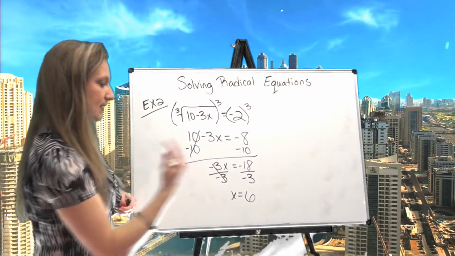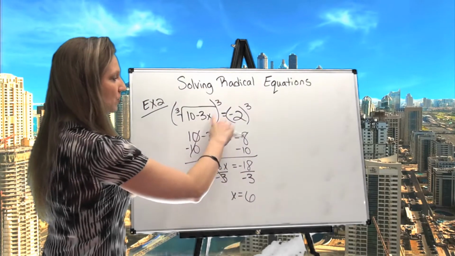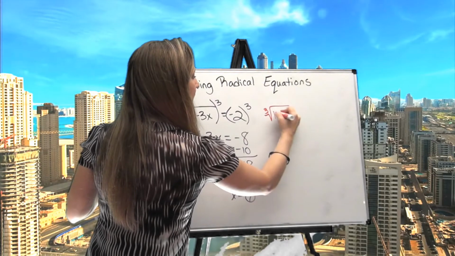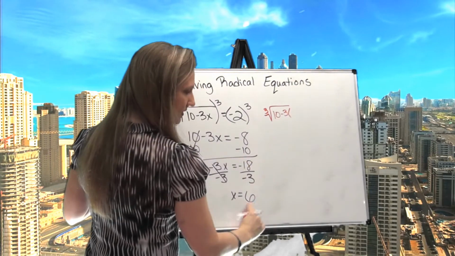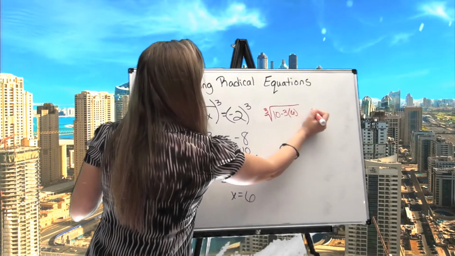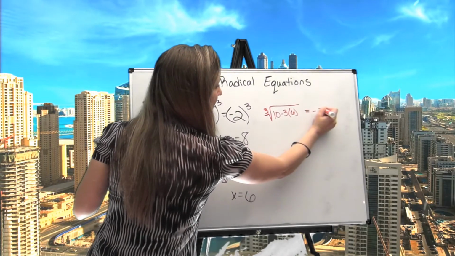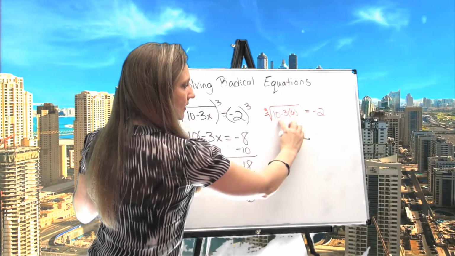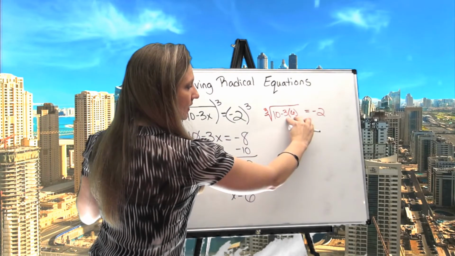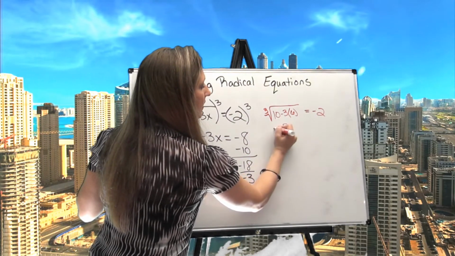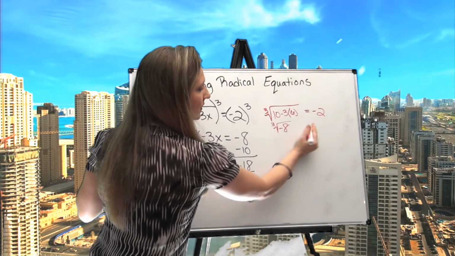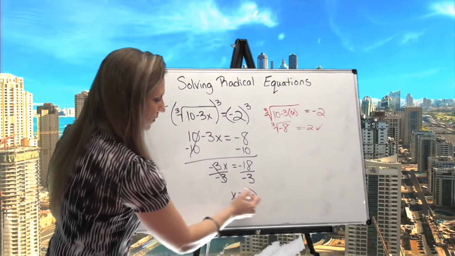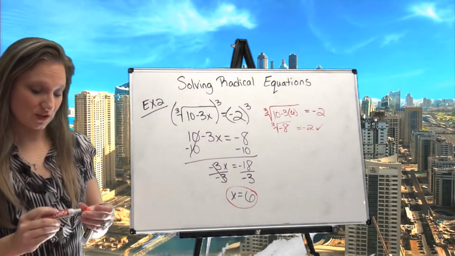I'm going to plug 6 back into my original equation for x. So I'm checking to see if the cube root of 10 minus 3 times 6 really equals -2. Well, let's see if it works out. 10 minus 18 is -8. The cube root of -8 is in fact -2. So it checks out. 6 is a solution to this equation.